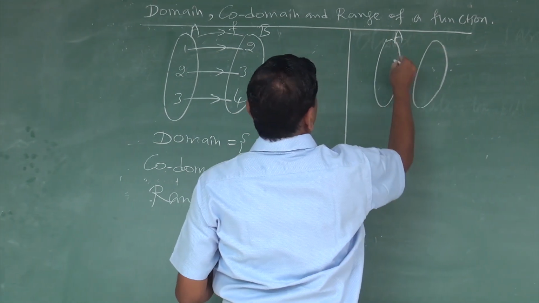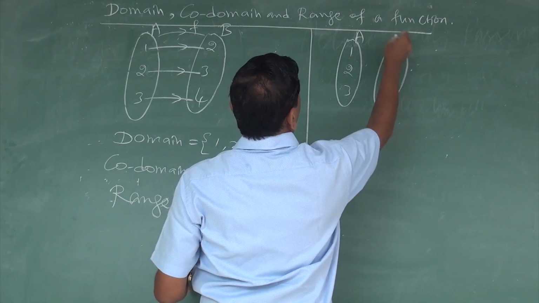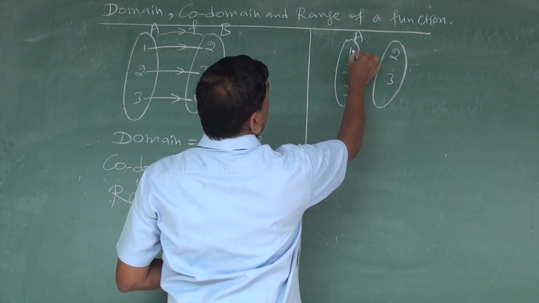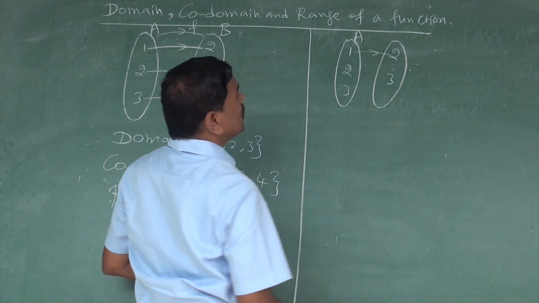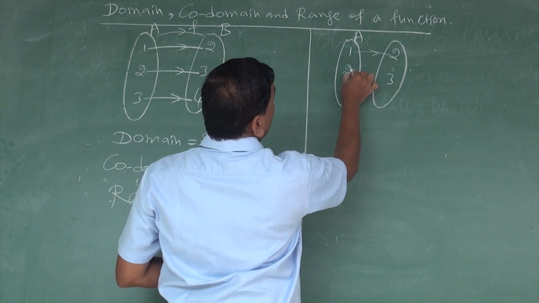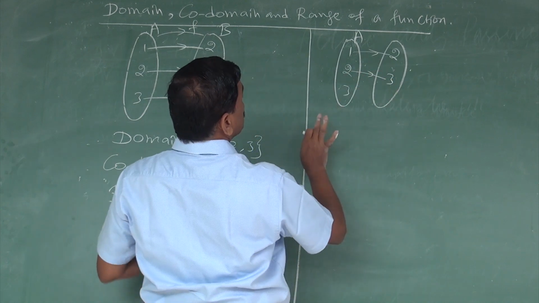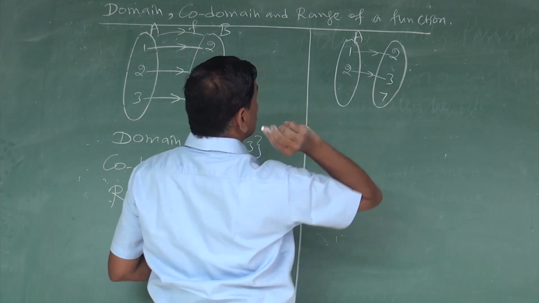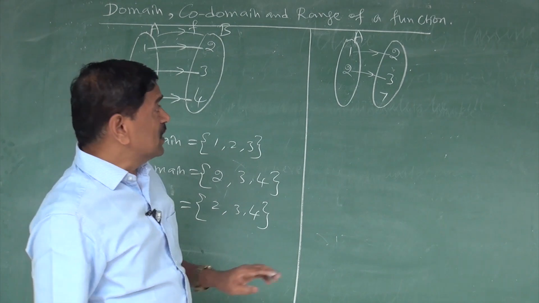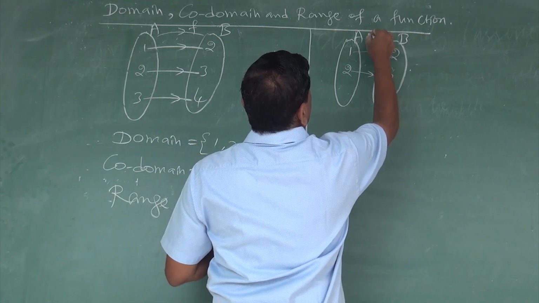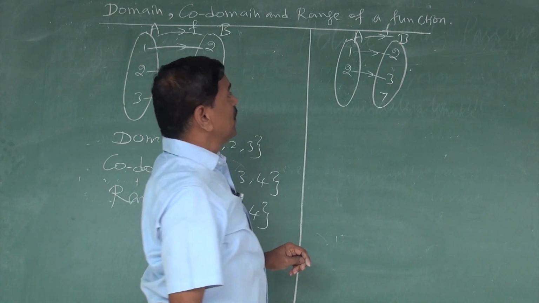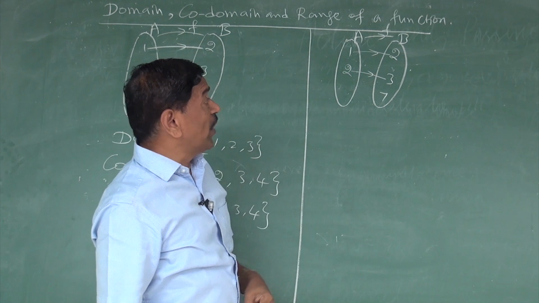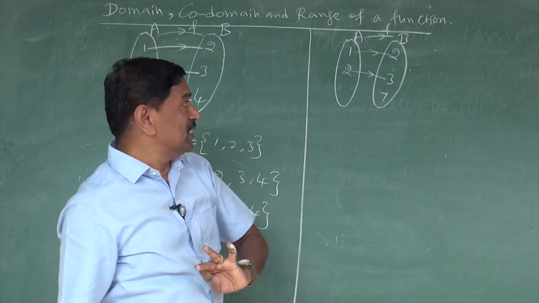Suppose set A is equal to {1, 2, 3} and set B is equal to {2, 3}. Now, let us consider 1's image 2 and 2's image 3. Here there is one extra element. Listen again, f is a function from A to B. Let 1's image be 2, 2's image be 3. Now I want to answer domain, codomain, range.